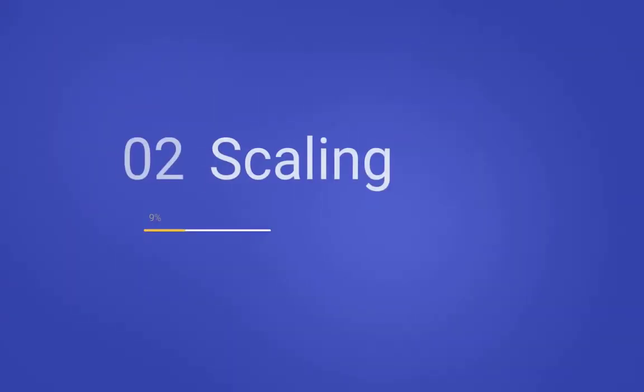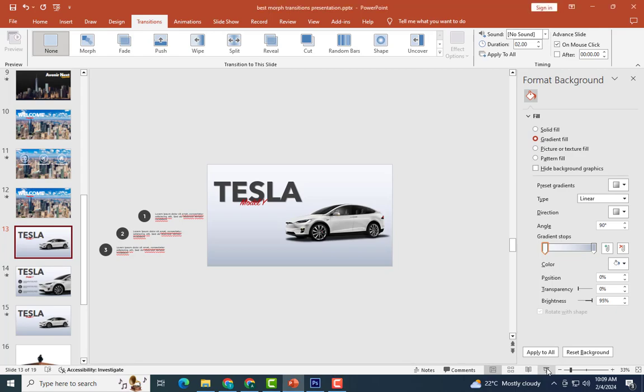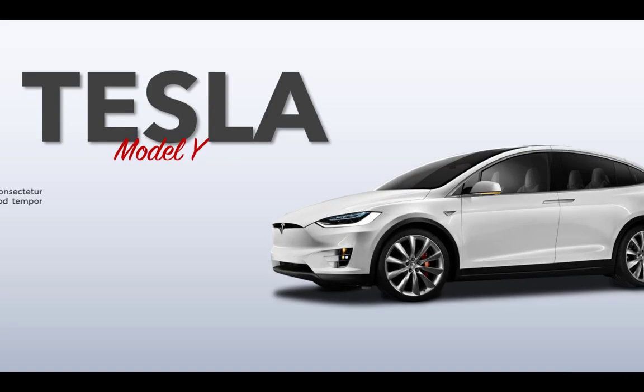Let's look at number 2, which is scaling, and this is an amazing technique to highlight products or details of your products. Let's look at the example. And here we can zoom in on the Tesla and have some images or some text fly into the picture.